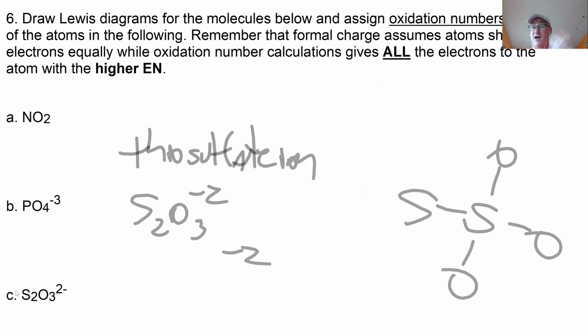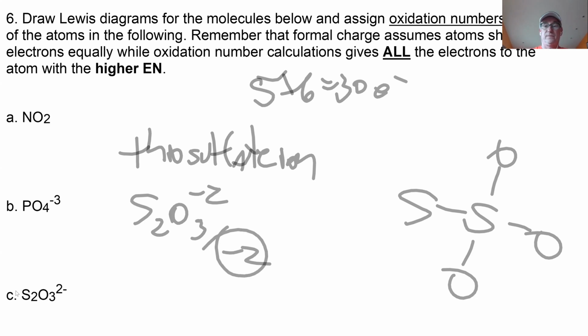So remember, sulfur and oxygen both have the same number of valence electrons. How many is that? 6. They both have 6, and we've got 1, 2, 3, 4, 5 of them. So 5 times 6 equals 30 electrons. Any more or less to take off or add? Yeah, add 2 more, because of the charge, so it's got 32 total electrons.